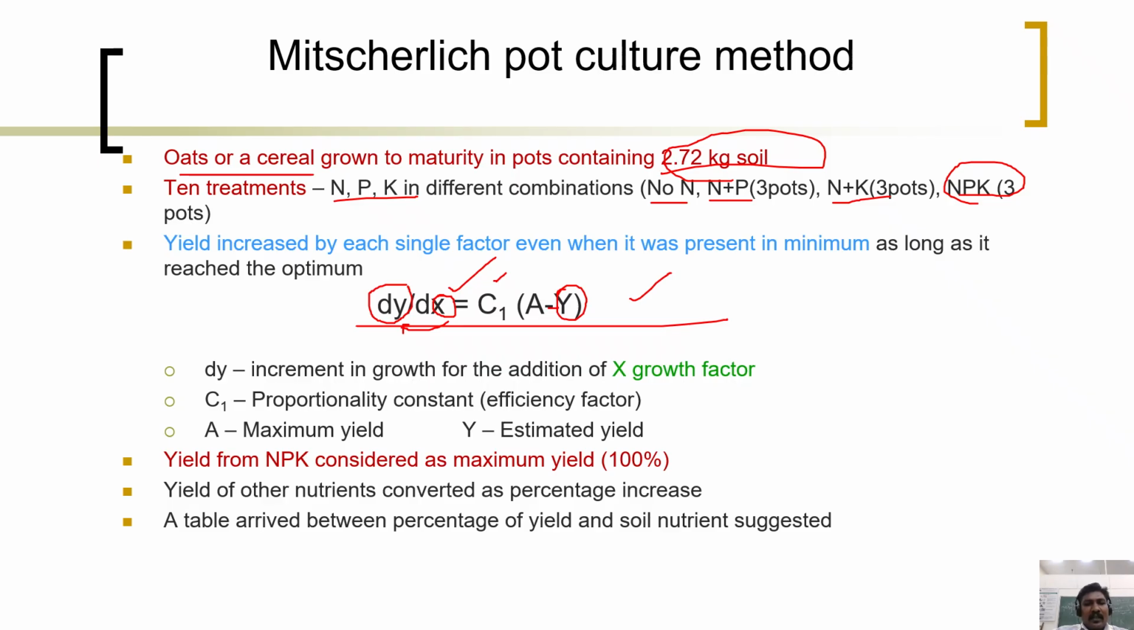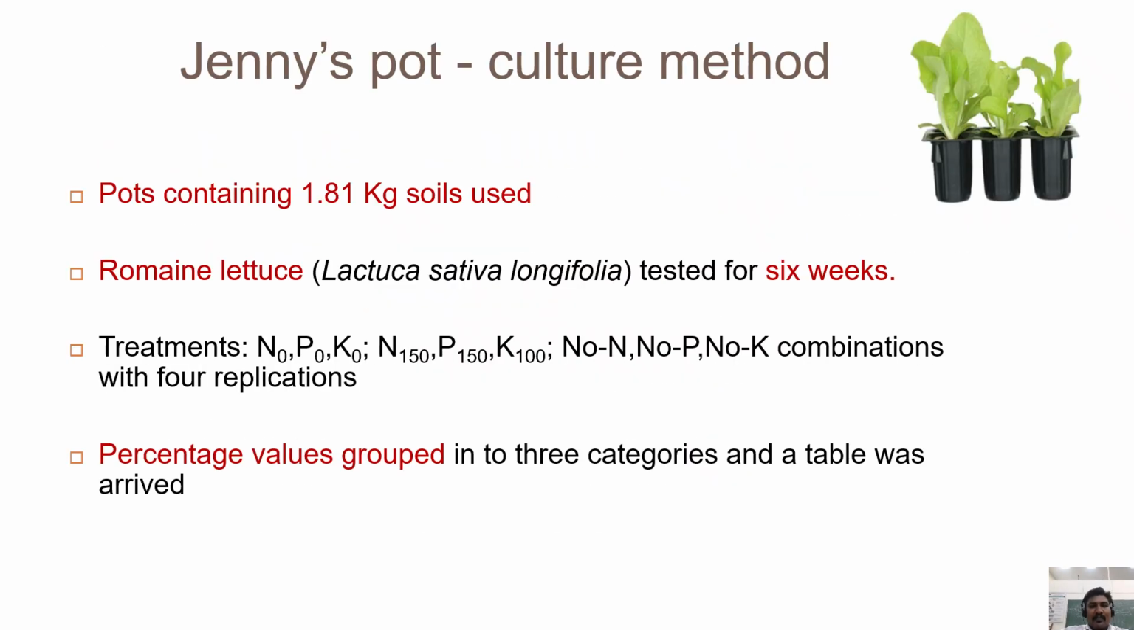using oats or cereal grown in a pot culture. From the NPK, these three pots with all three combinations are considered as the maximum yield, and the yields obtained in these pots are converted to percentage. When you deduct the value from the highest to the lowest, you will get some difference.